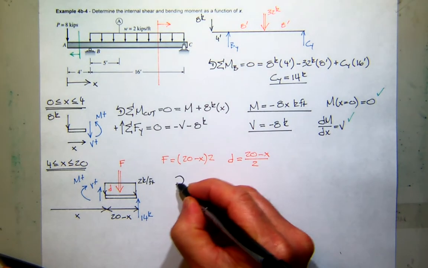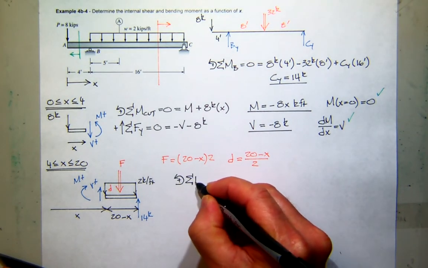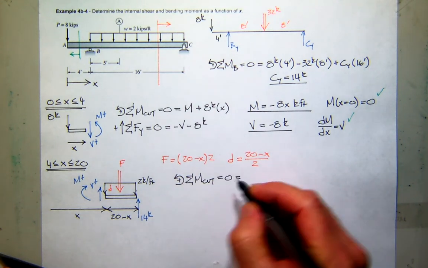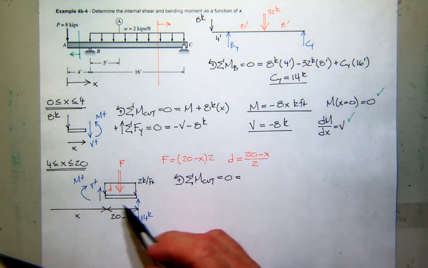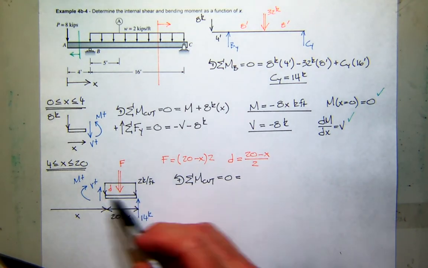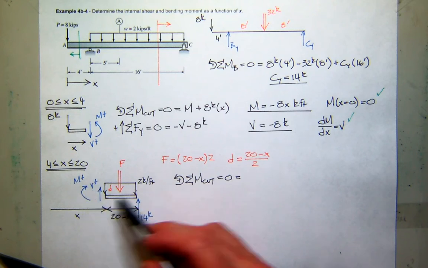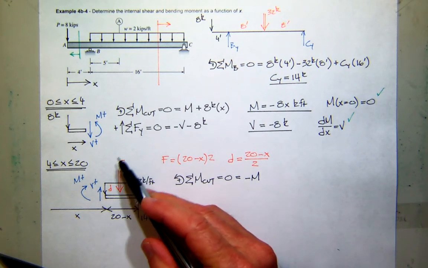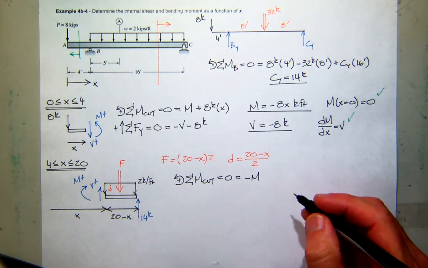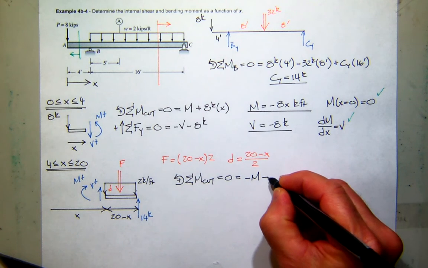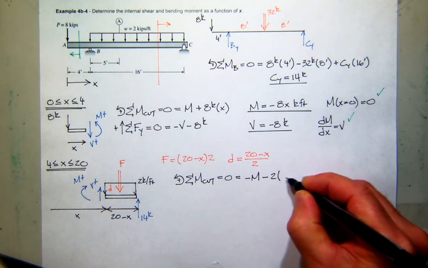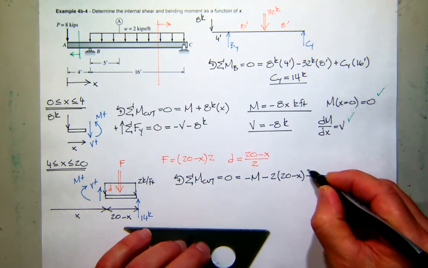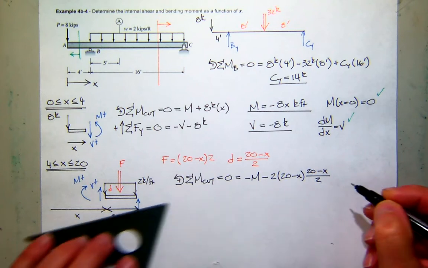So now if I come back and I sum moments at the cut, again, make sure it's in equilibrium. So this is my statics equation. It has a different sign convention. So looking at this free body, I'll start from the left and work to the right. What kind of moment does this create using right-hand rule? Negative. The force F about the cut creates positive or negative moment? Also negative. So the force is going to be 2 times 20 minus x, and the distance is going to be 20 minus x over 2.